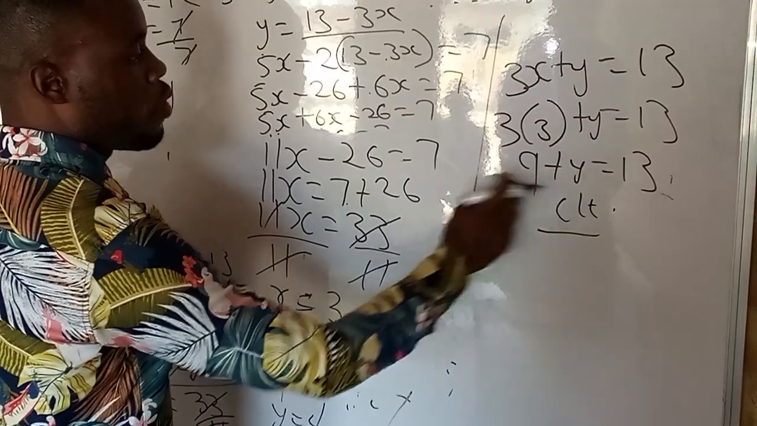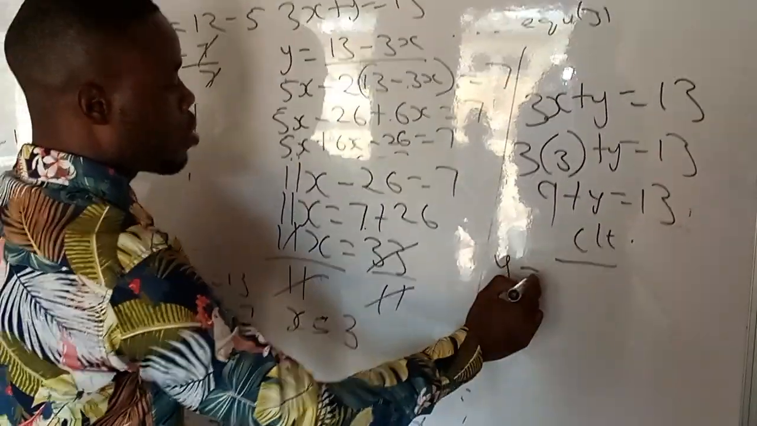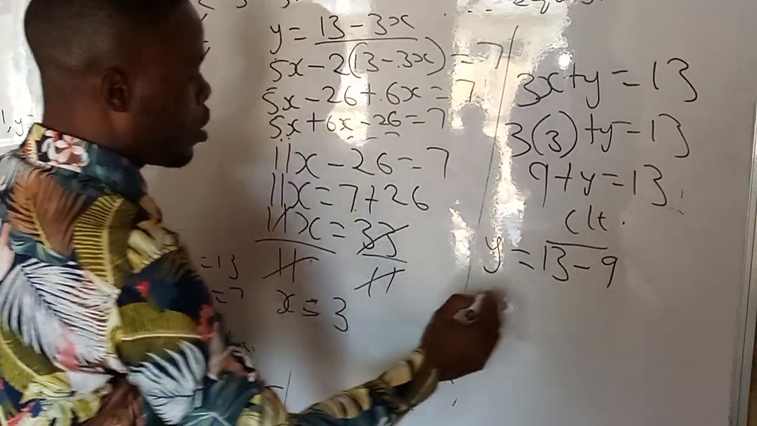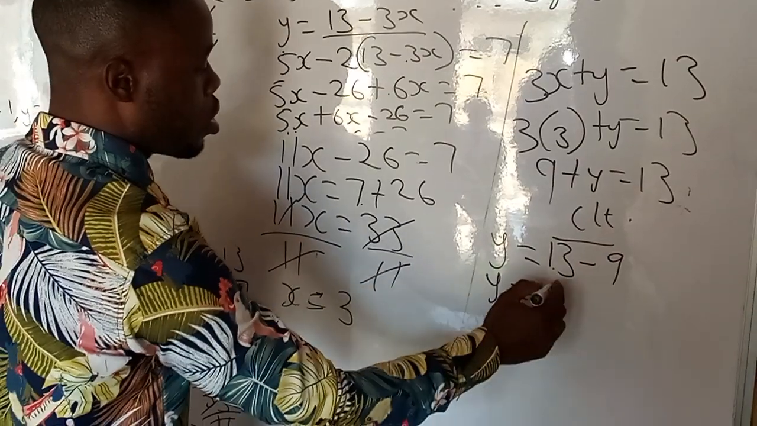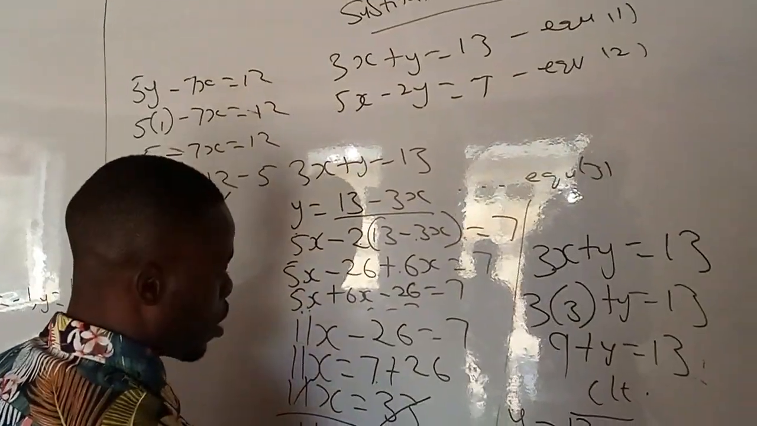So this will give you collect like terms. This is the variable, and this is the coefficient. So coefficient will go to coefficient, which will give you y equals 13, and if this one is going to the back, it becomes minus 9. So y is equal to 13 minus 9, which equals 4. If you are picking the second one, it will still give you the same answer.